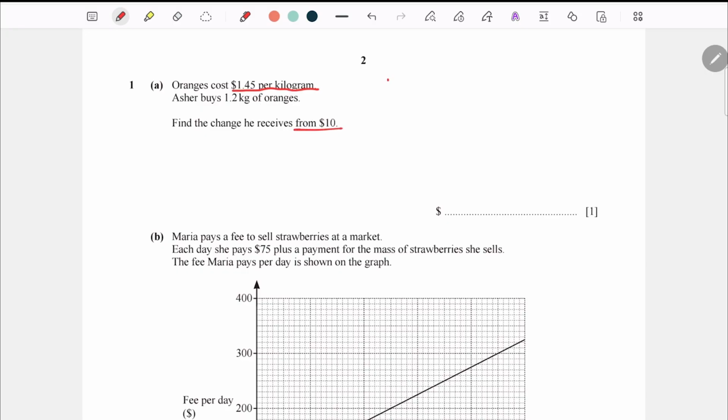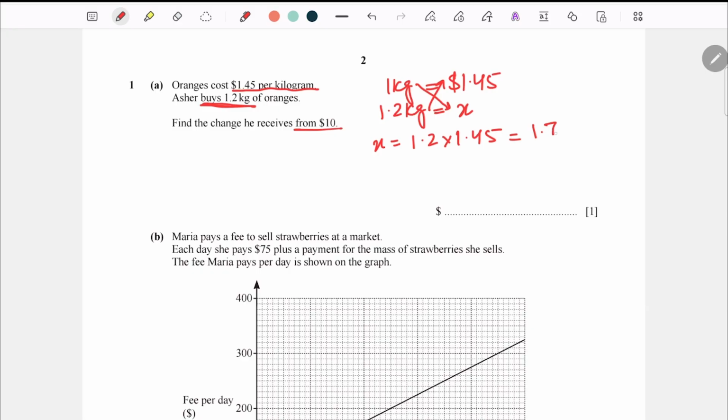So basically, 1 kilogram of oranges costs $1.45, and he is buying 1.2 kgs. So 1.2 kilograms will cost X. I'll be solving this by ratio method. We'll cross multiply. X is equal to 1.2 multiplied by 1.45, and this will be equal to 1.74. So he buys 1.2 kilogram and he needs to pay $1.74.